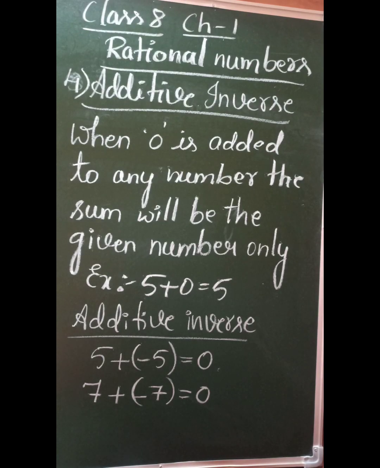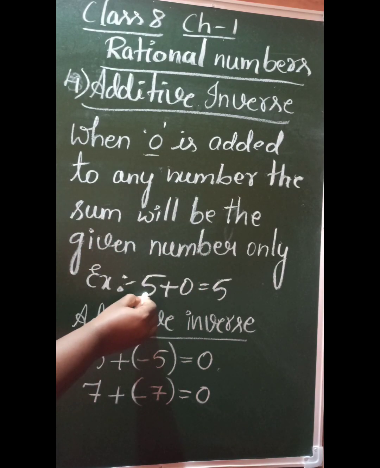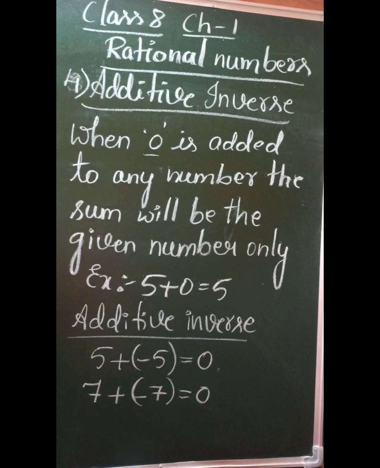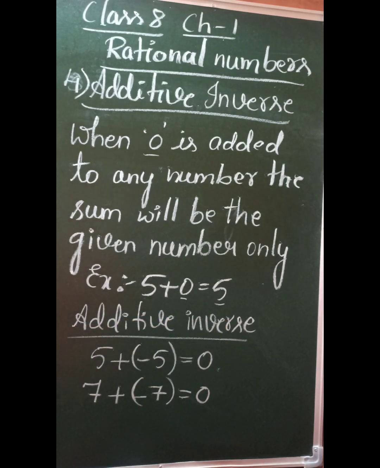So what is the meaning of additive inverse? See, when you add 0 to any number, the sum will be the given number only. Consider any whole number or any natural number. Add 0 to that number, and you will get the given number only. This is the meaning of additive identity.